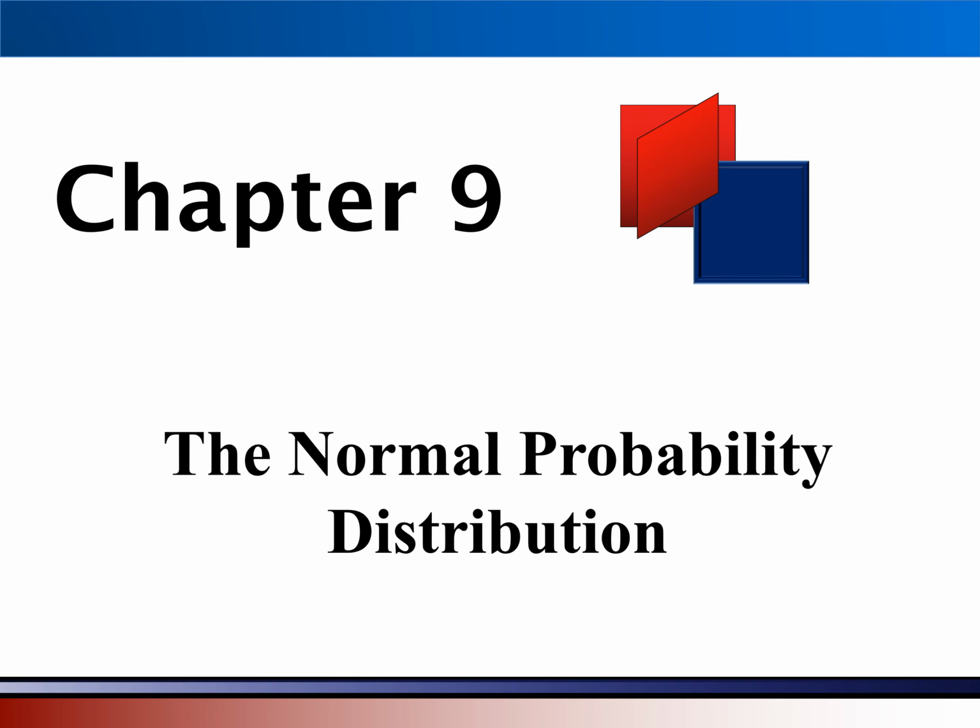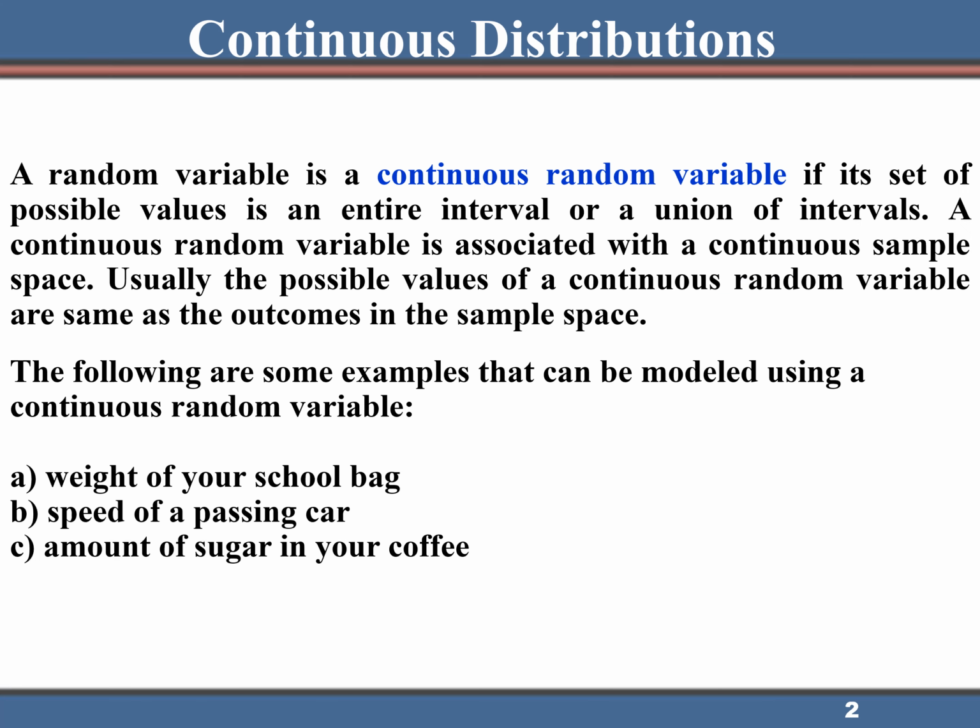Chapter 9. The Normal Probability Distribution. In the previous chapter, we stated that a random variable is of the continuous type when its values are numbers in an interval or in some cases union of intervals.